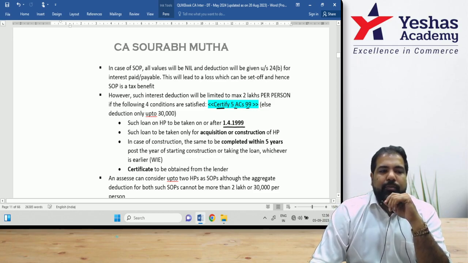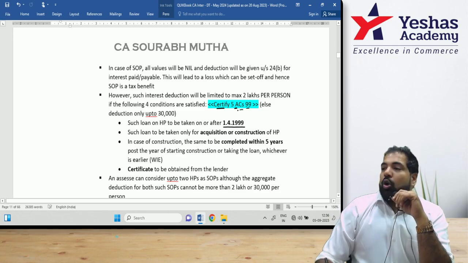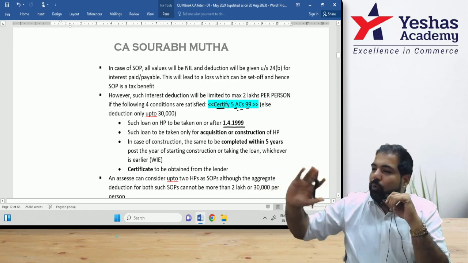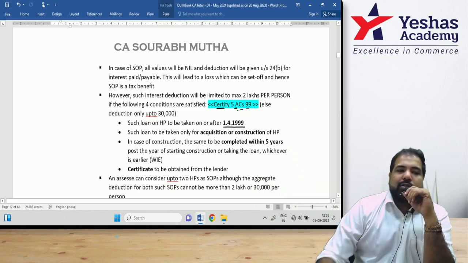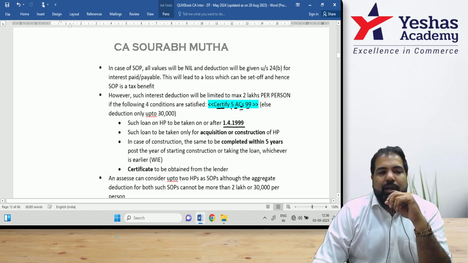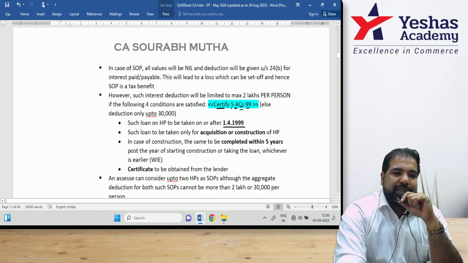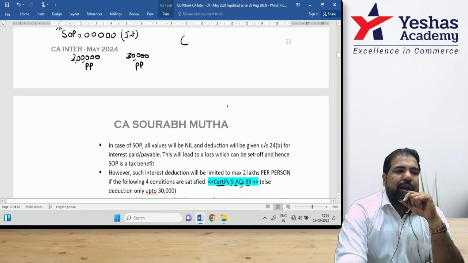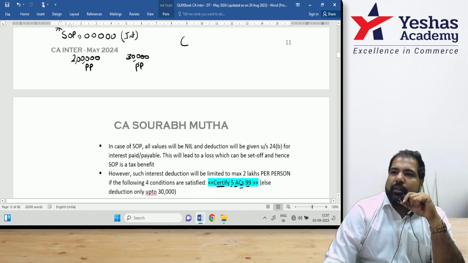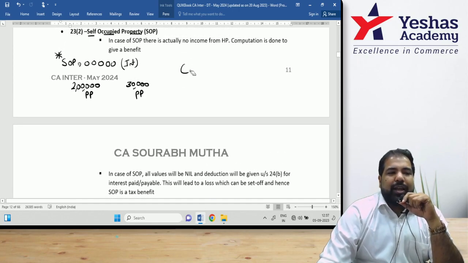Should be only for acquisition. Oh, I've taken it for repair. Is that a crime? No, it's not a crime. You'll only get 30,000. If it's a construction, it should be completed within the time limit, and you should obtain a certificate from the lender, guys. In that case, you'll get how much? 2 lakh.